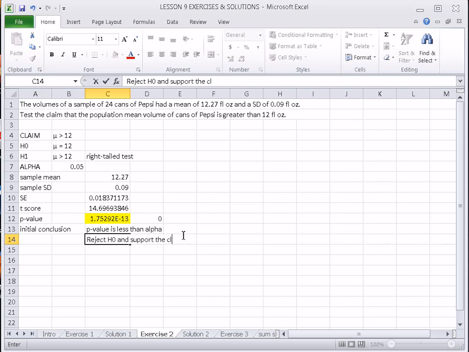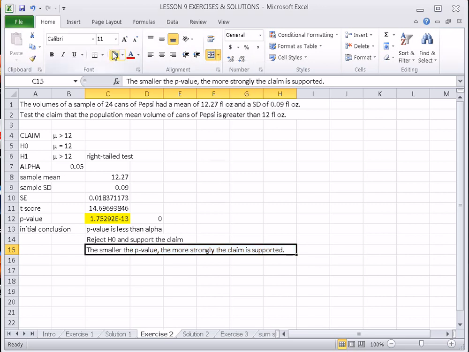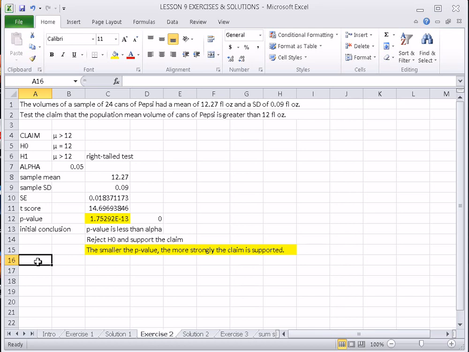Because remember, the smaller the p-value, the more strongly the claim is supported. So claims are only supported with small p-values. Let's go ahead and make this big and bold, because this is very important. The two things highlighted here are extremely important. We have a p-value, which turns out to be essentially 0, and we know that the smaller the p-value, the more strongly the claim is supported.